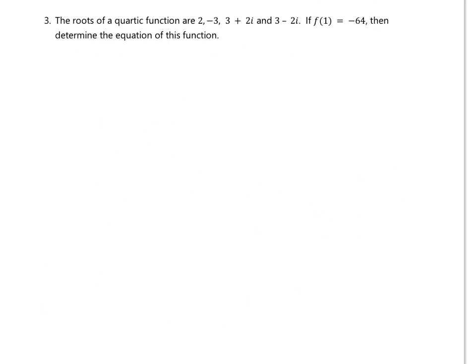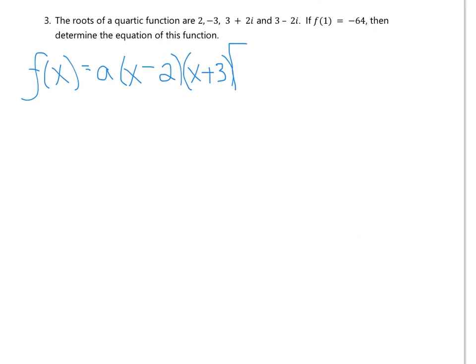So right away from the beginning we know that f of x equals a. The first part's easy. We have x minus 2. And then we have x plus 3. Okay, and then we're going to deal with our complex ones. Exactly the same. We would have x subtract 3 plus 2i. And then we would have x subtract 3 minus 2i.